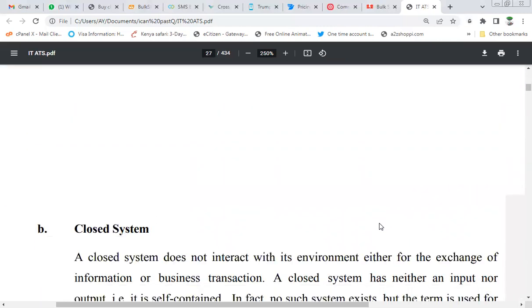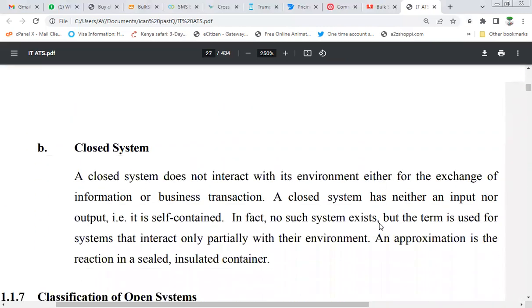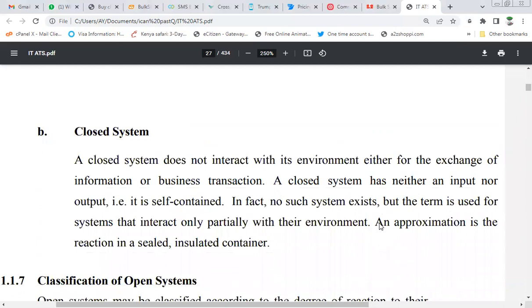Obviously, the closed system will be the opposite of the open system. The closed system is an introvert. Doesn't relate. He keeps to himself. He stays alone, closes himself up. He bottles up within himself. He hardly makes friends. Now, let's see what a closed system is.